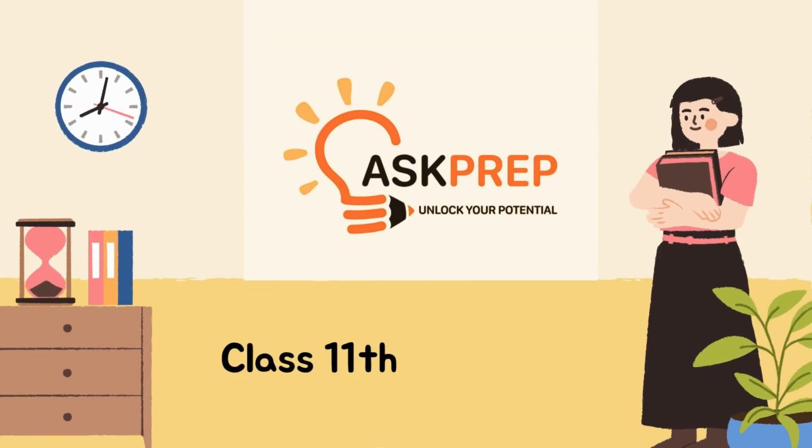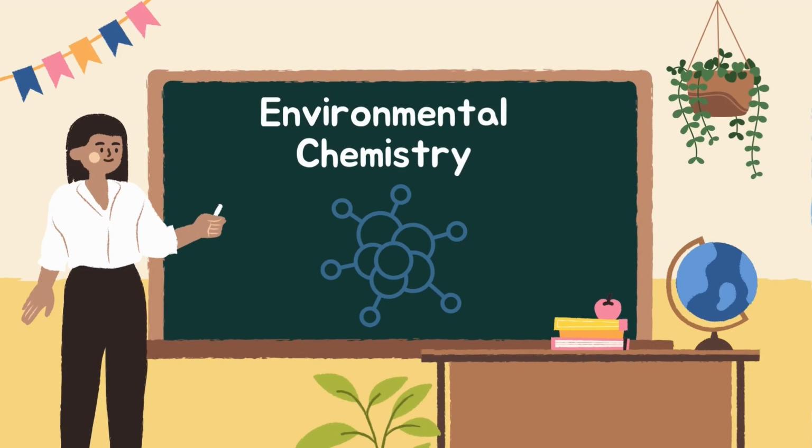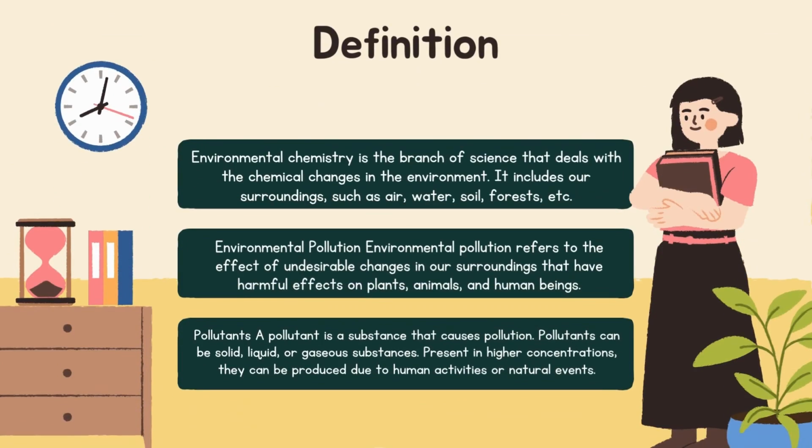In today's series on 11th grade chemistry, we will be studying chapter 14, Environmental Chemistry, in detail. Let's start the video. Starting with definitions, what is environmental chemistry? Environmental chemistry is the branch of science that deals with the chemical changes in the environment. It includes our surroundings, such as air, water, soil, forests, etc.